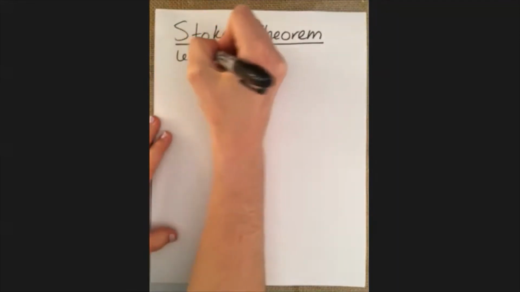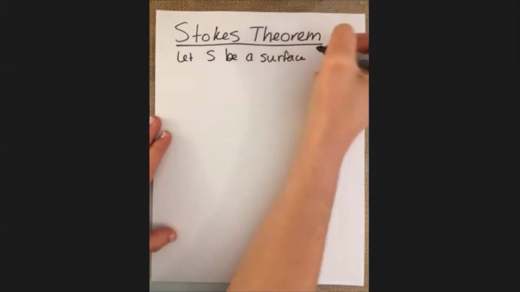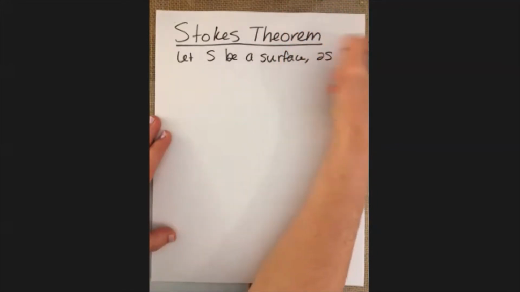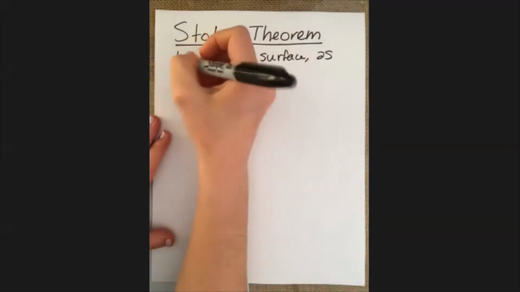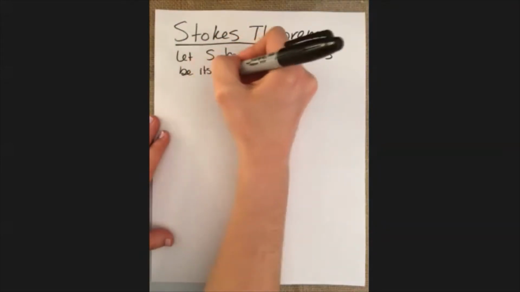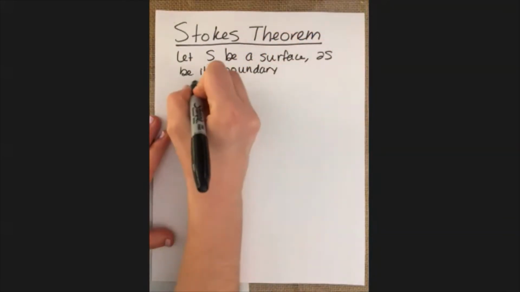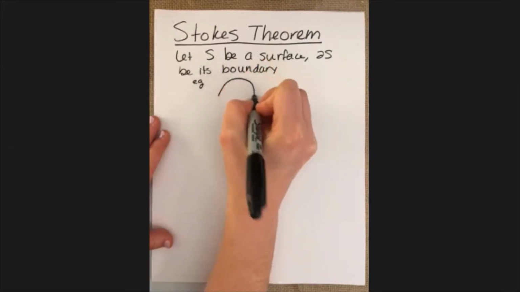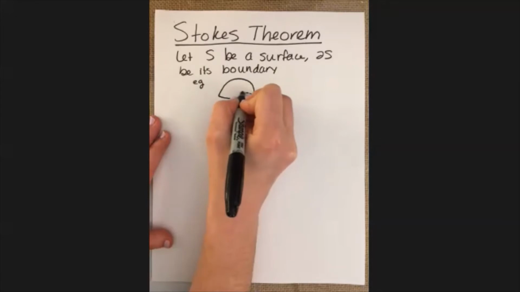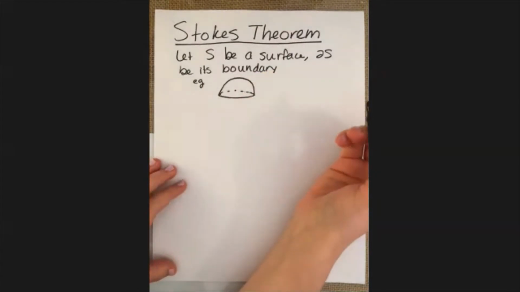We're going to let S be a surface. Partial S is the boundary of S, is how we read that. The boundary of S is its boundary. So just so we're clear about what we're talking about here, it could look, for example, something like this, a domed shape. And since it's the surface, we're really only talking about the dome itself, nothing on the inside, just the outside there.